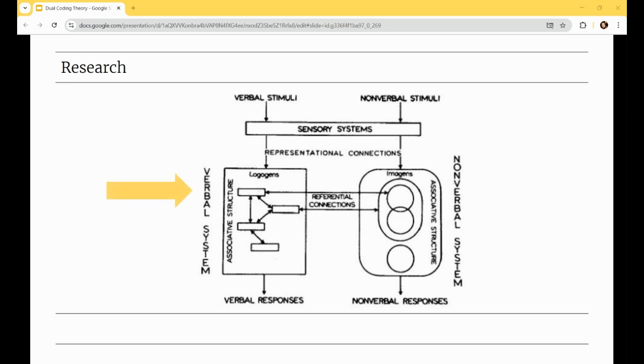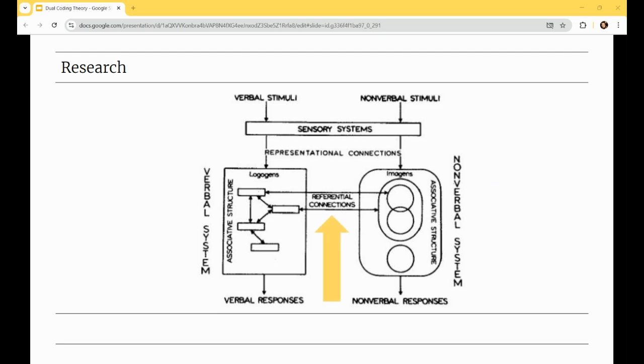The left side of the diagram shows the verbal system, which processes logogens. That just means spoken or written words. The right side of the diagram shows a system that processes nonverbal or visual image-based information. This can be either mental pictures or visual representations. So when I say apple, you think of an apple, and it could be a picture of an apple or a mental image of an apple.